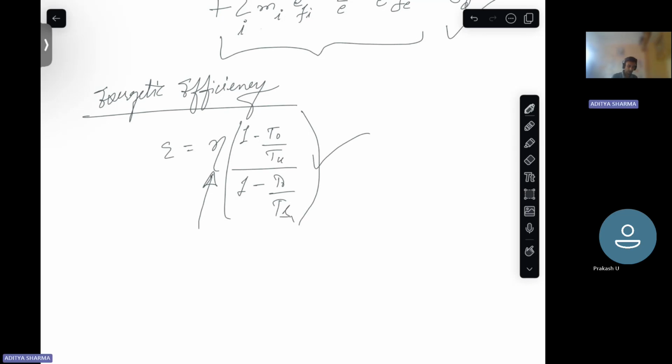where Ts is corresponding to the source, and this one is for the place where we are using the temperature at which we are utilizing our system to get some work.